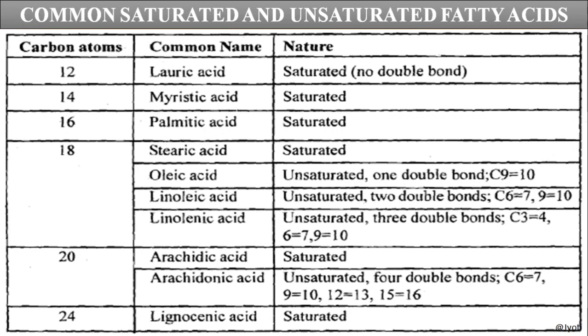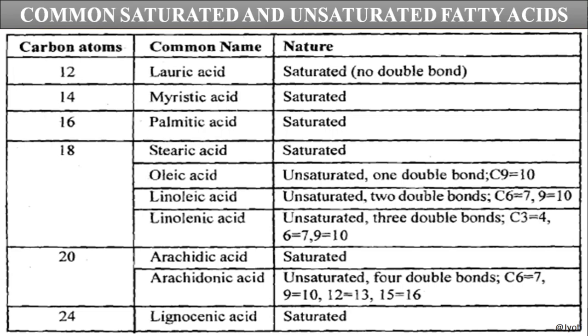Here are some of the common examples of saturated and unsaturated fatty acids. In your textbook only 3 examples are there, but here I have given 3 more. You have to remember the number of carbon atoms present in the fatty acid and whether they are saturated or unsaturated. The first one is lauric acid, which has 12 carbon atoms and is saturated. Myristic acid has 14 carbon atoms and is saturated. Palmitic acid has 16 carbon atoms and is saturated.